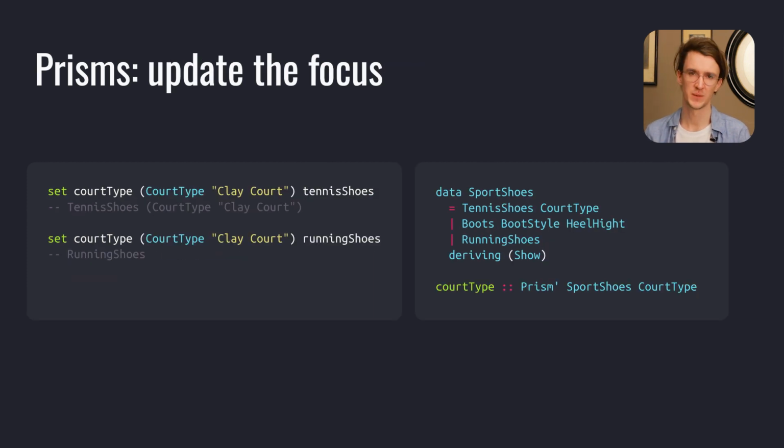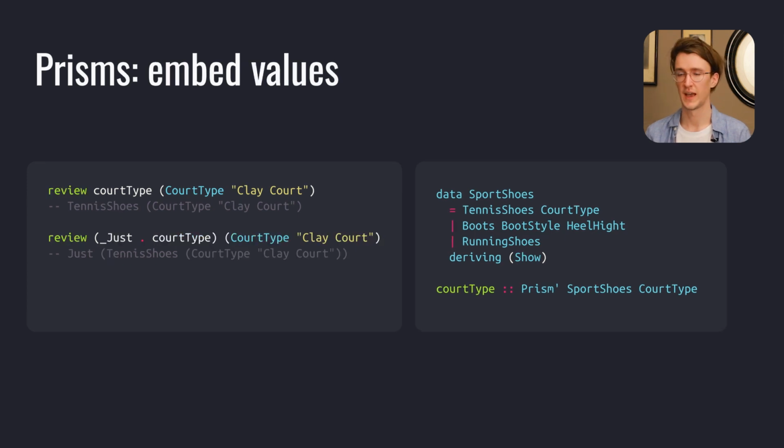We can also try updating the styles. If there is nothing to update, in the case of other shoe types, the operation doesn't do anything. And last, but not least, we can use prism to embed values into a data type. We can easily create a tennis shoe value or even wrap it in the Just right away.